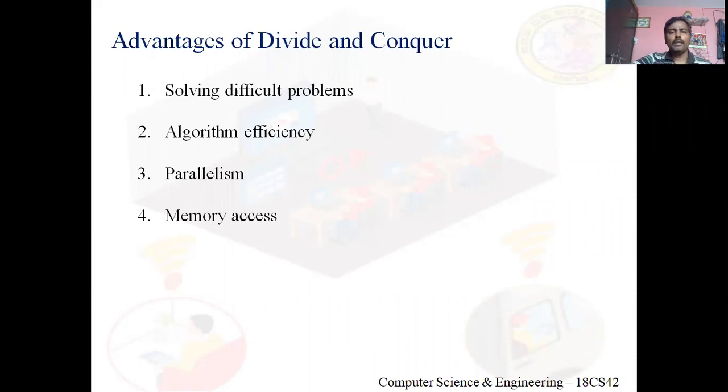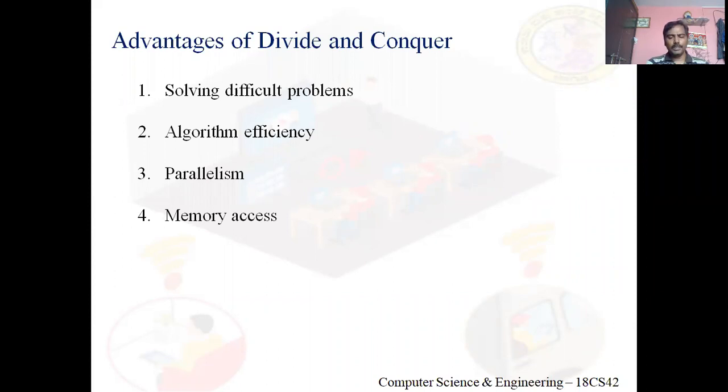Then what we'll do? All subproblems will be solved in parallel, means at the same time. So there is a speed up in solving. Finally, the solutions of all the subproblems will be merged, combined, conquered to get the answer for the main problem. Got it? So now one more advantage is algorithm efficiency. Got it? Let me take you an example of the sorting problem itself.